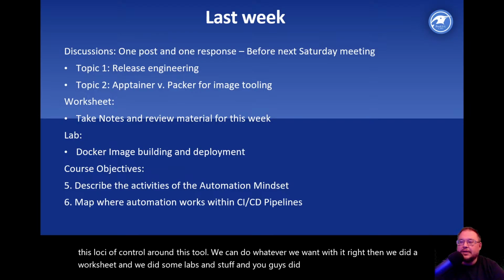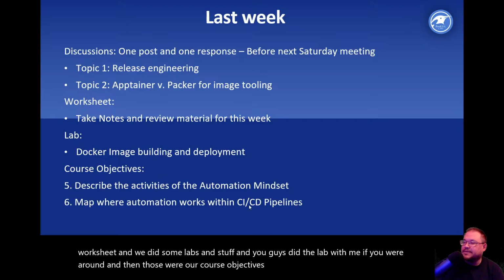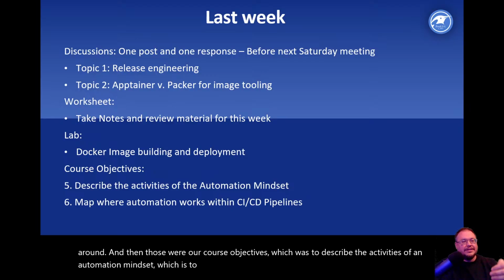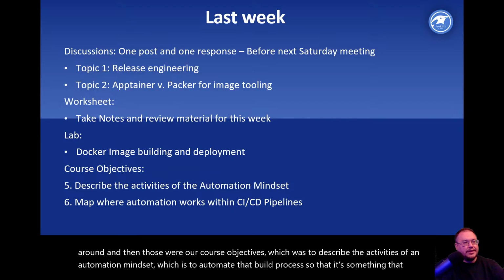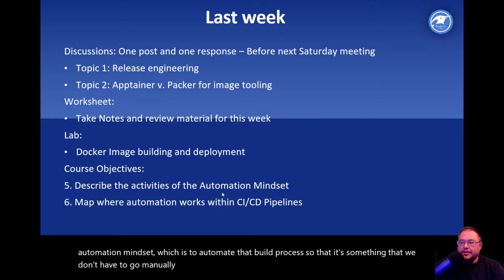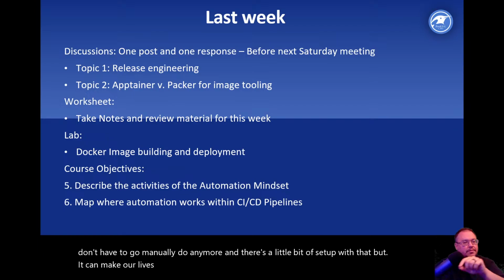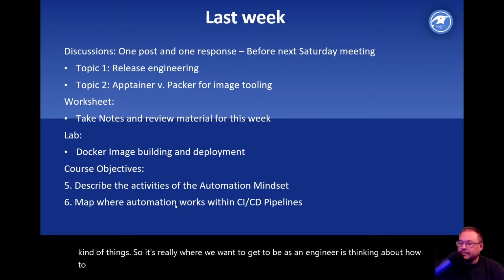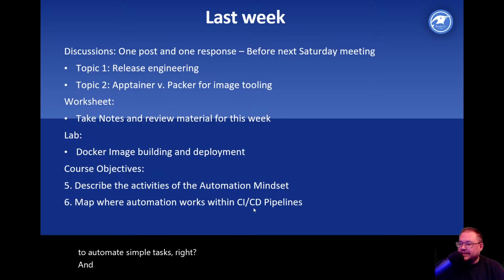Those were our course objectives, which were to describe the activities of an automation mindset, which is to automate that build process so that it's something we don't have to go manually do anymore. There's a little bit of setup with that, but it can make our lives easier, more repeatable and quicker. It's really where we want to get to as an engineer, thinking about how to automate simple tasks, and then map out where automation works within CI/CD pipelines.